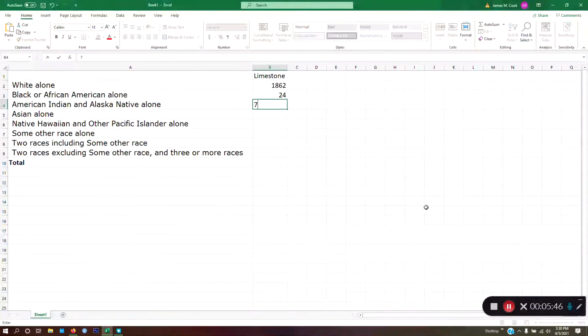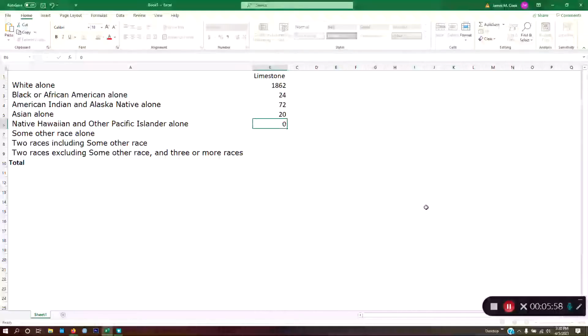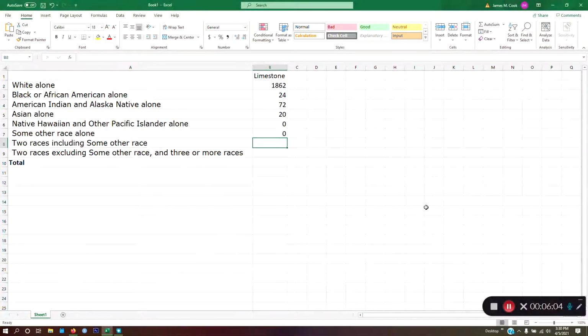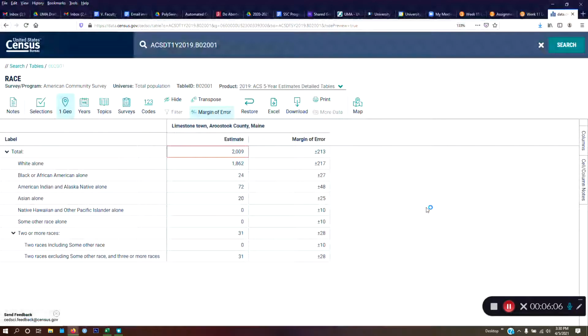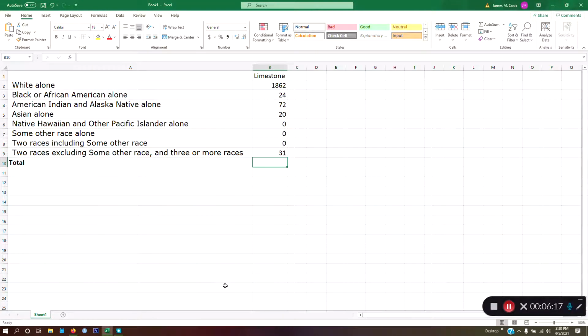American Indian and Alaska Native alone, again, these are the US Census terms, 72. Asian alone, 20. Native Hawaiian or other Pacific Islander alone, 0. Or some other race alone, 0. So then there's two other races, including some other race, 0. And then there's two races excluding some other race, and 3 or more races, and that's 31. So that's a multiracial category.